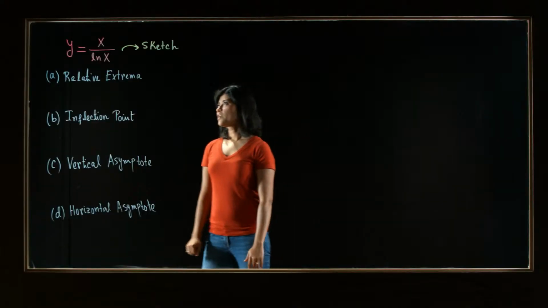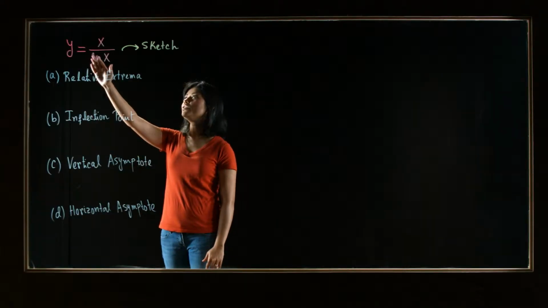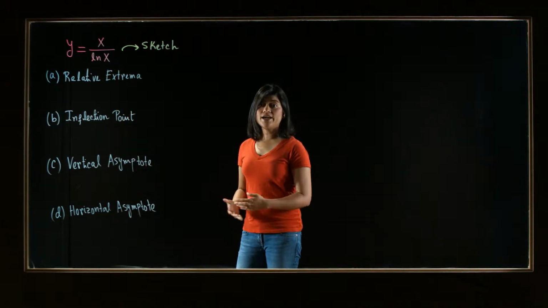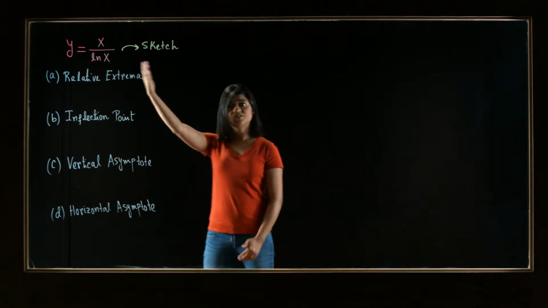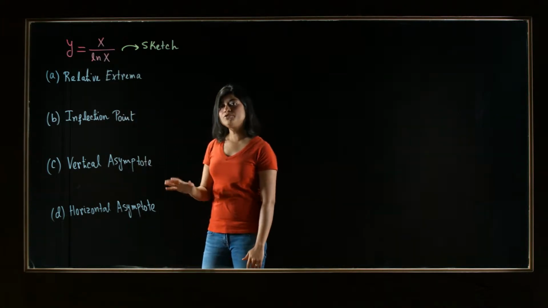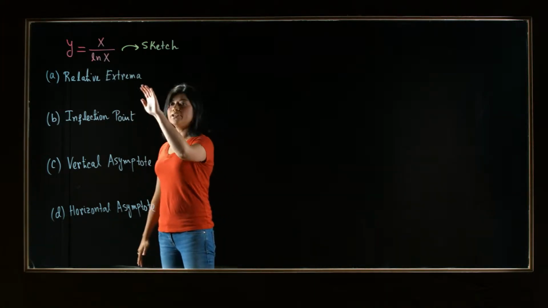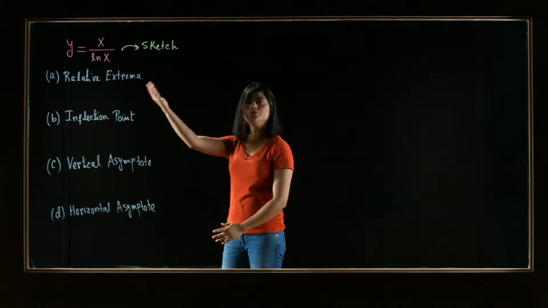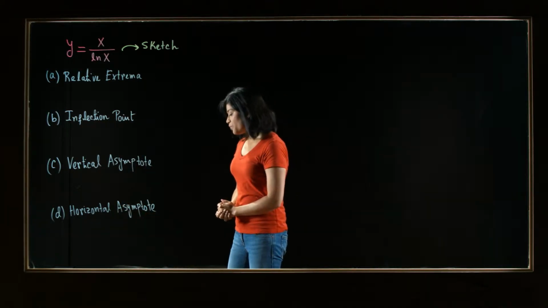In this problem, we have the function y equals x over natural log of x. We have to analyze this function and sketch its graph. We also have to label if there are any relative extrema, inflection point, or any asymptotes to the graph of this function.